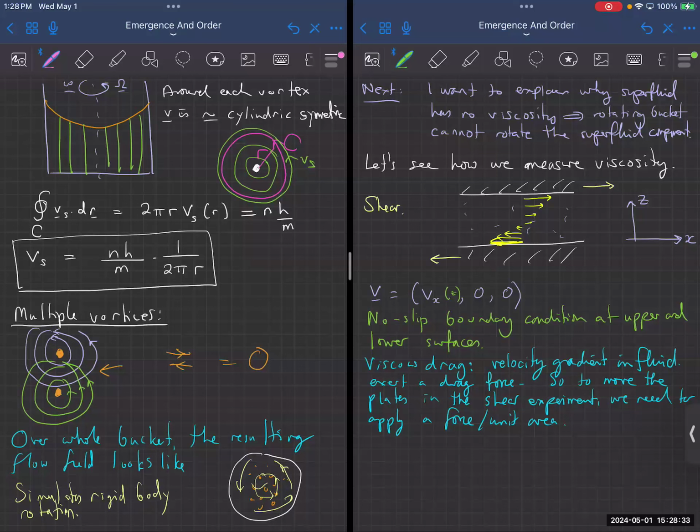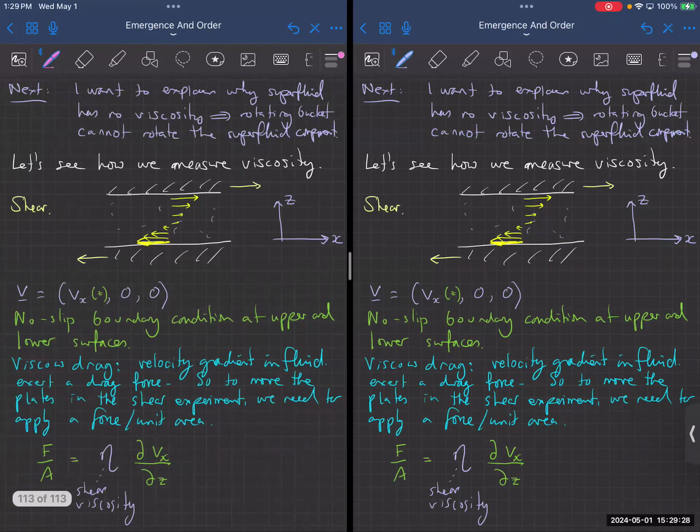And in fact, we define the viscosity in the following way. We say the force per unit area is proportional to the gradient of the x component of the velocity in the z direction. The steeper this gradient, the more force I have to apply. If I do this very gently, the gradient will be very small and I won't have to apply very much force. If I want to apply a huge force, I'll create a huge gradient in the fluid. So the force I have to apply is proportional to this gradient, and the coefficient of proportionality is called the shear viscosity. That's the shear viscosity that comes into the Navier-Stokes equations. That's how we define it. So that's what shear viscosity is.